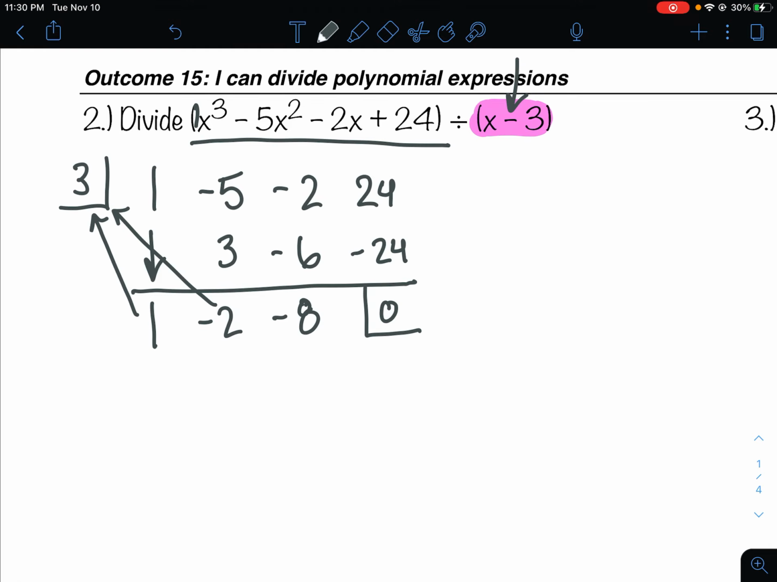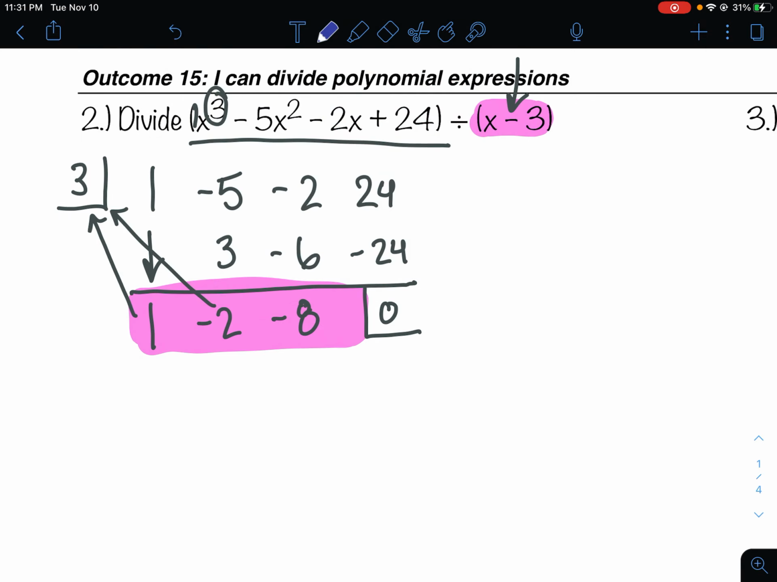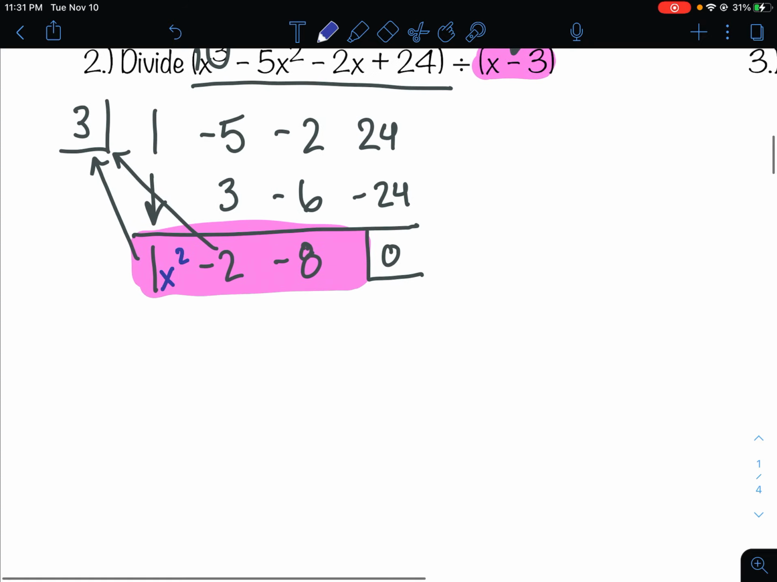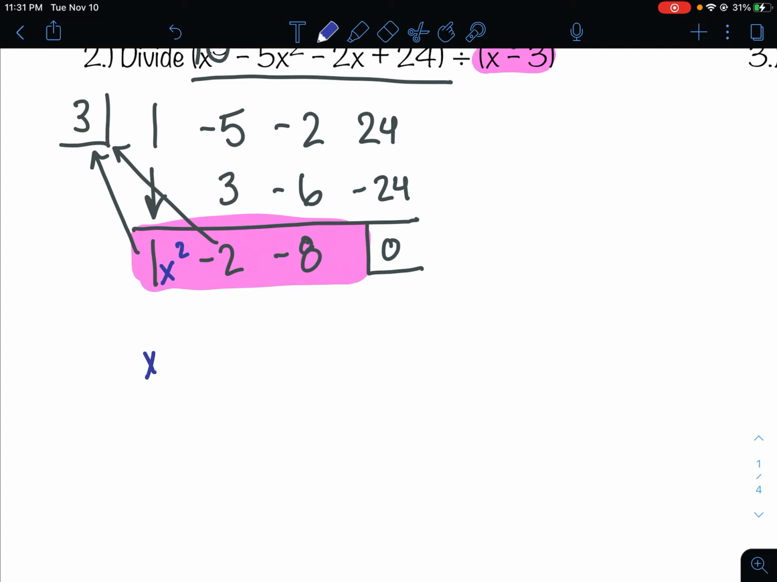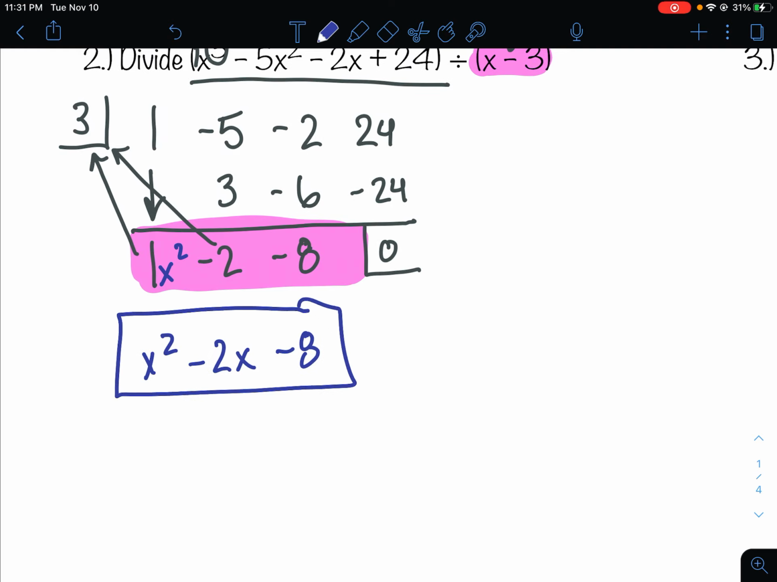So what ends up happening is you get this answer right here down below. And what does that mean? Well, you have to look at your degree up here, as it's x to the third. Once you perform synthetic division, your answer will always be 1 degree less. Since it was x to the third, it's now going to be x squared. And so we go down the line. 1x squared is just x squared. Then we have our x term, negative 2x, and then our constant. And that's going to be the final answer.